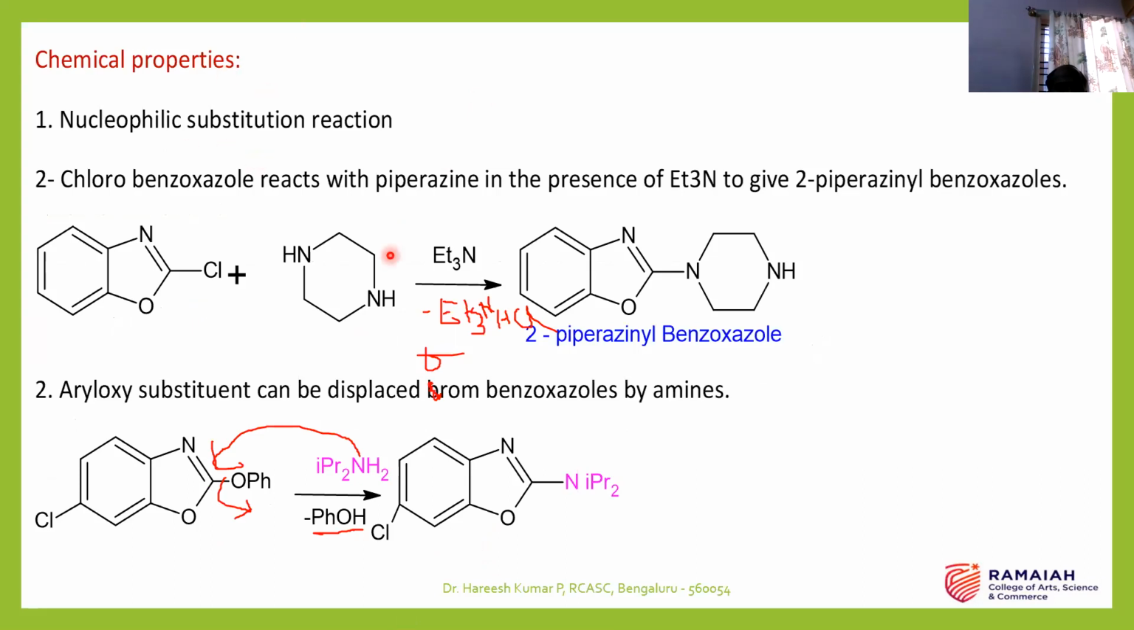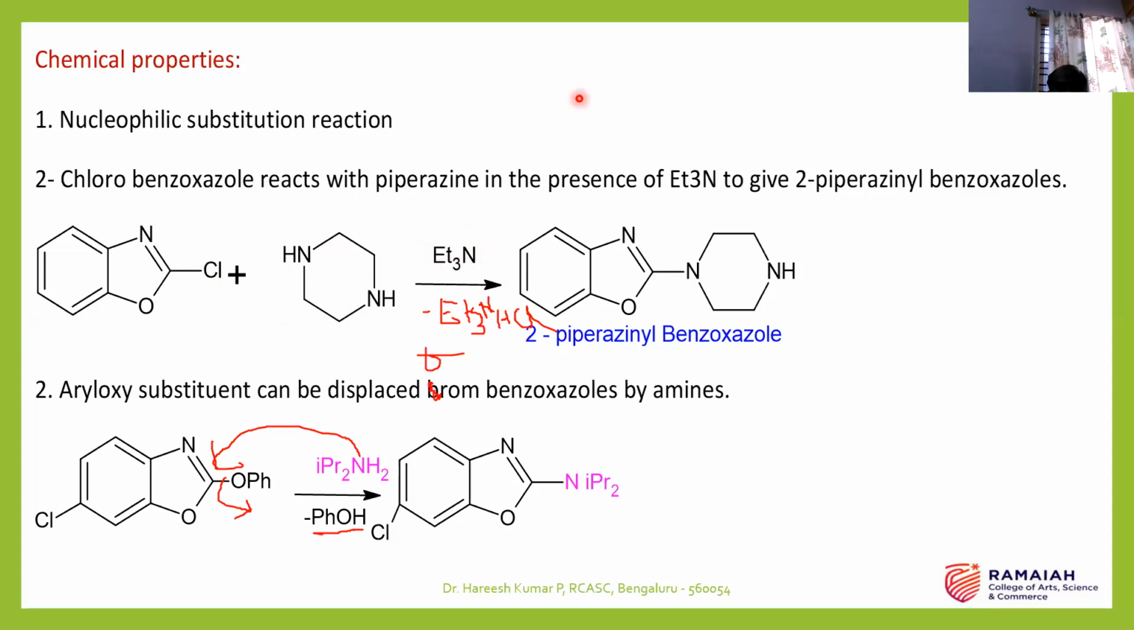So the next slide is about the chemical properties. Here you can observe nucleophilic substitution reactions. This is a leaving group. Chlorine is a leaving group, and this will be the nucleophile. So the lone pair present on the nitrogen can attack this carbon, and the Cl will go out. And what is the role of triethylamine?